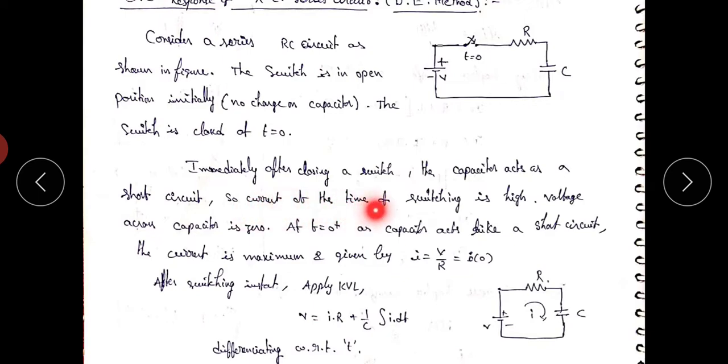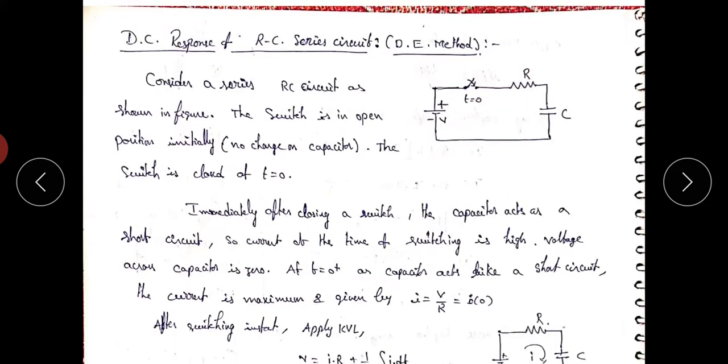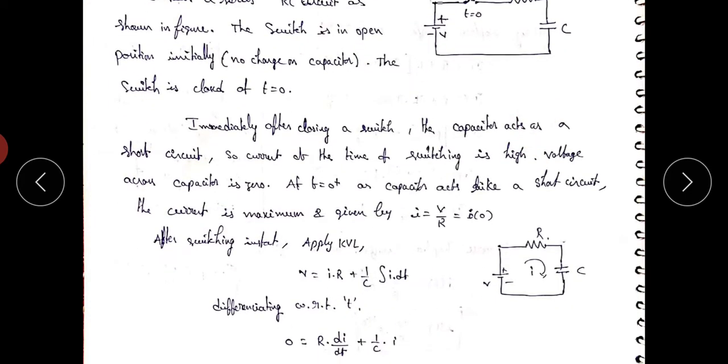So the current at the time of switching is high, since it is a short circuit. Then the circuit's total resistance equals R. So the current is at its maximum value, I equals V by R. At t equals to 0, the capacitor acts as a short circuit, so the current I equals voltage by total impedance, which equals R. So I equals V by R. It is the initial current value, which can be represented as I of 0. So for this circuit, the initial current I of 0 equals V by R, at t equals to 0 plus.